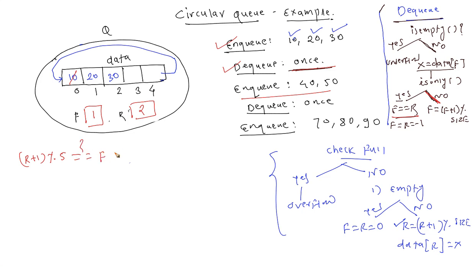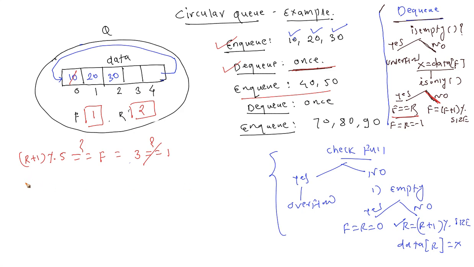Is it so? So R is 2, 2 plus 1 is 3, 3 mod 5 is 3. Is it equal to 1? No, it's not equal. That means the queue is not full, right? Queue is not full. We will follow this path. Then check, is queue empty? So check R. R is not -1, so the queue is not empty. So then follow this path. What is this path? Increment R by 1 in the circular fashion.